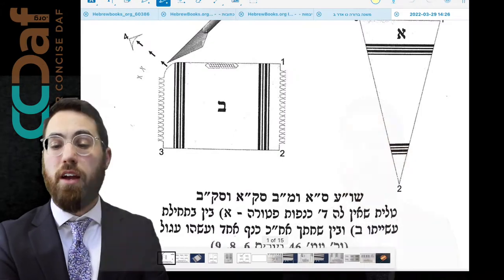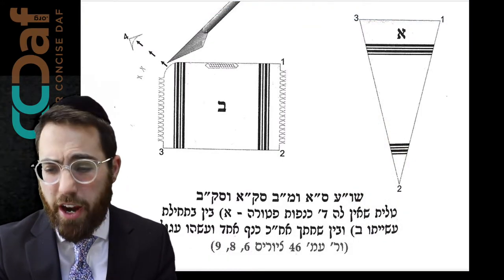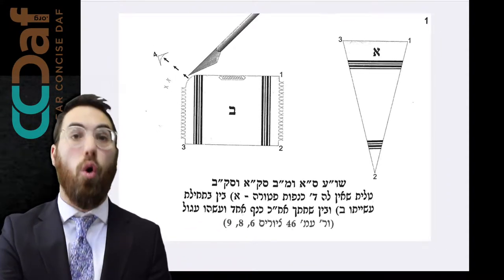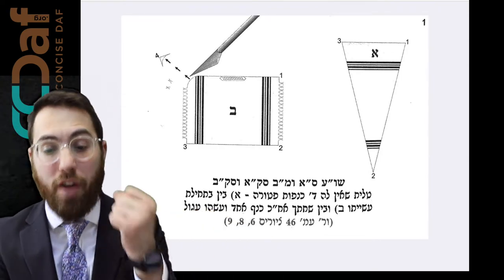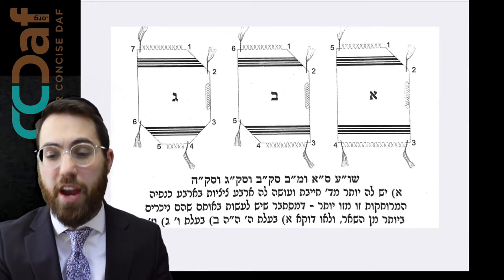So let's right away go and see some pictures to get perfect clarity in what's going on. So here you see picture number one. You see a talis either with three corners or with four corners that you rounded off the fourth corner. Either way, you're patur from tzitzis. And we continue over here in another beautiful picture.